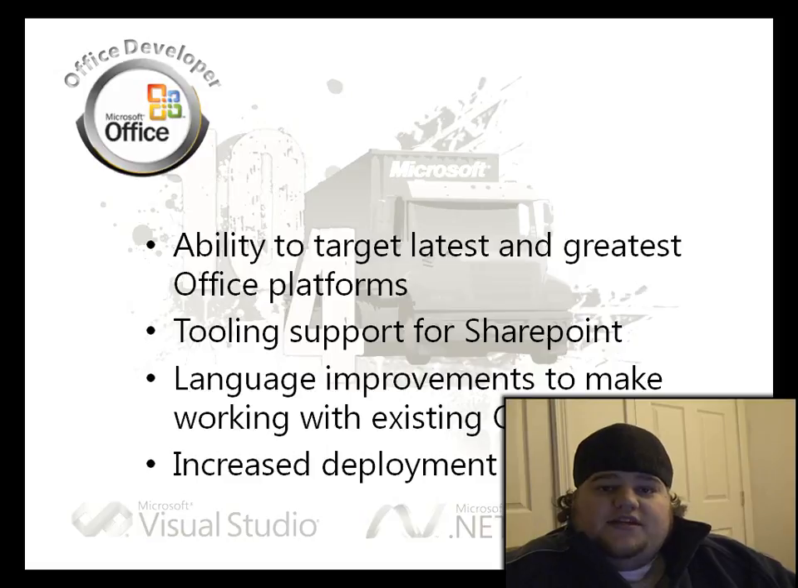Language improvements, so these are things that are coming not only around dynamic languages, but other ones in C# and VB and the other .NET languages that make it easier to use the Office APIs. One of these might be named and optional parameters in C# that actually make it easier to work with the Office APIs that are out there running today. And then finally, again, increased deployment support. So a lot of stuff coming from Office for Office developers.